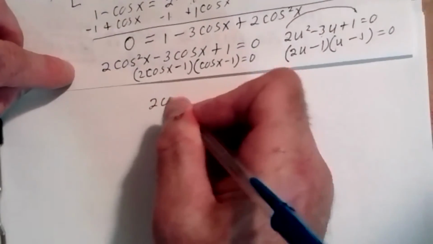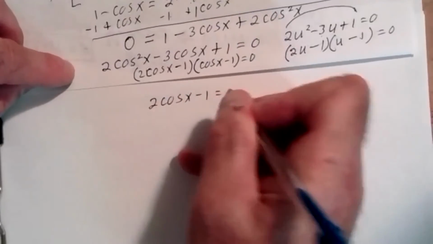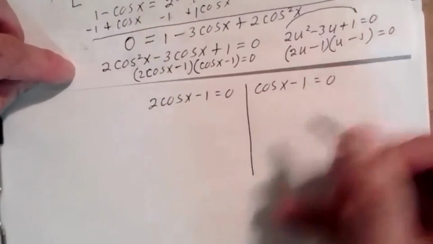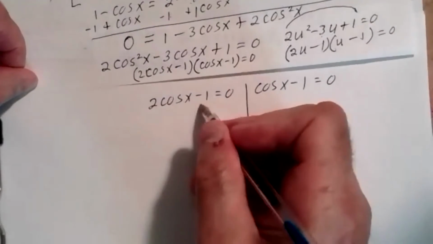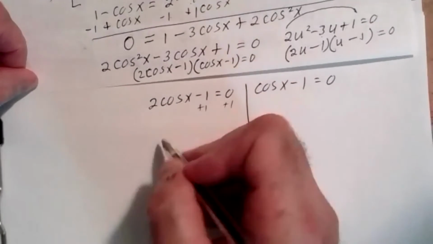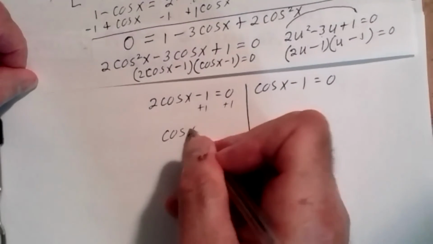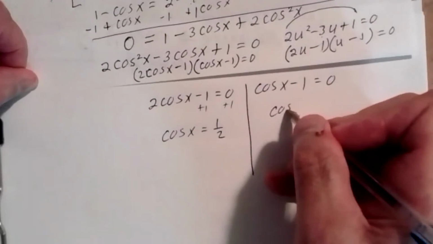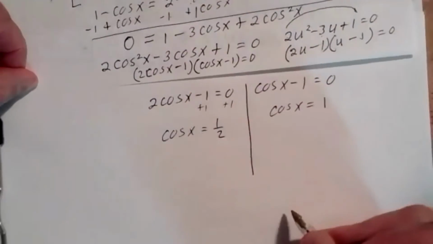Setting both these factors equal to 0. We'll solve that trig equation, and we're going to solve this one right here. Solving this one, we add 1 to both sides, divide both sides by 2. We'll have cosine x is equal to 1/2. Here we add 1 to both sides, the cosine of x of which is equal to 1.